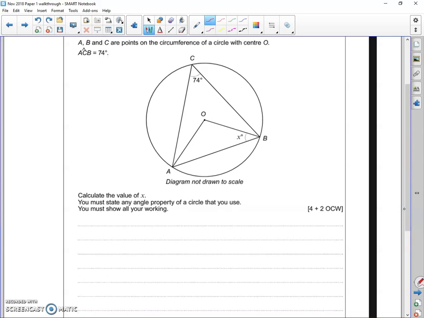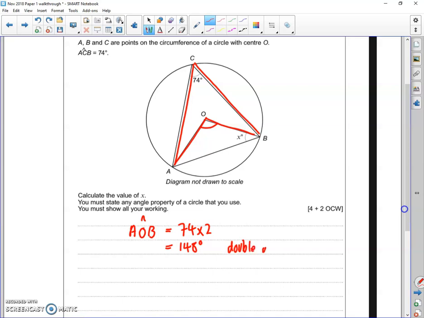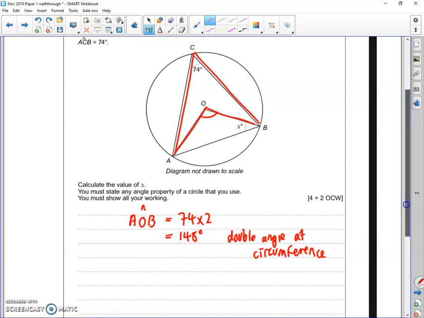So the first rule we're going to use is that when you've got the sort of arrow shape, the angle at the centre is double the angle at the circumference. So angle AOB is 74 times 2, which is 148. Okay, and then a little sentence that just says double angle at circumference. Okay, how does that help us to do angle x?